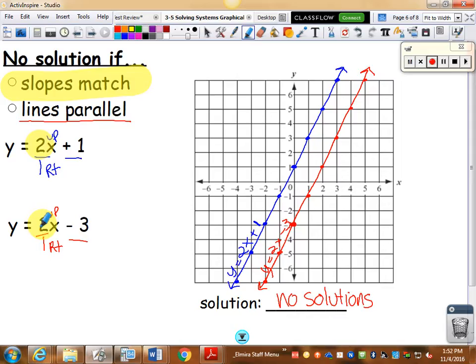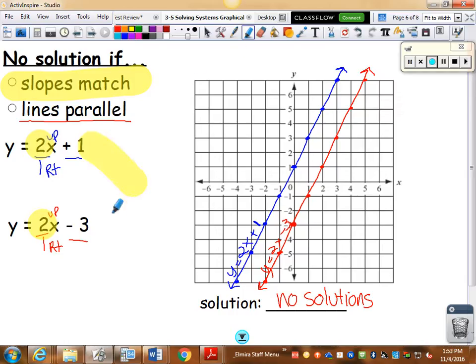It's kind of like you're running a race and somebody gets a head start. If they have a head start and you run the same speed that they do the entire race, you're never going to catch them. So these are never going to cross. There are no solutions. They have different y-intercepts.